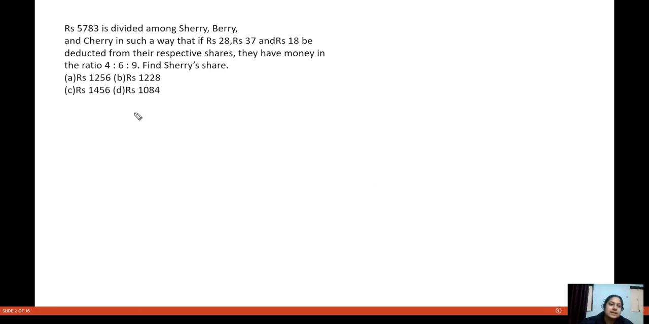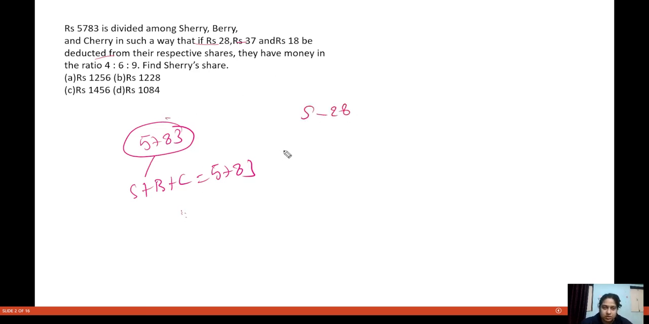So what we did in this question is basically that 5783 is divided among Sherry, Berry, and Cherry, so S plus B plus C is equal to 5783. And what did the question say? The question said that S minus 28.